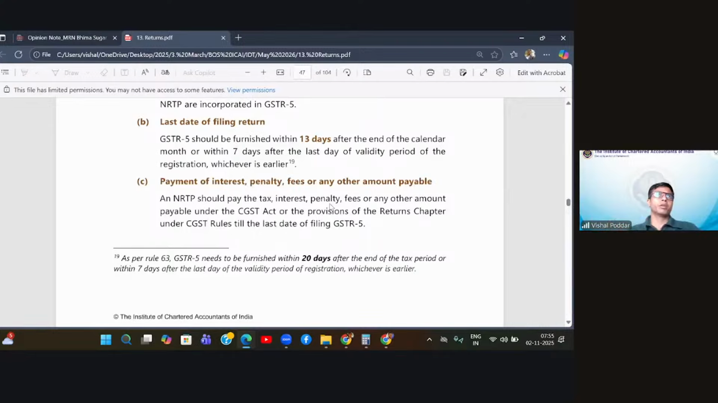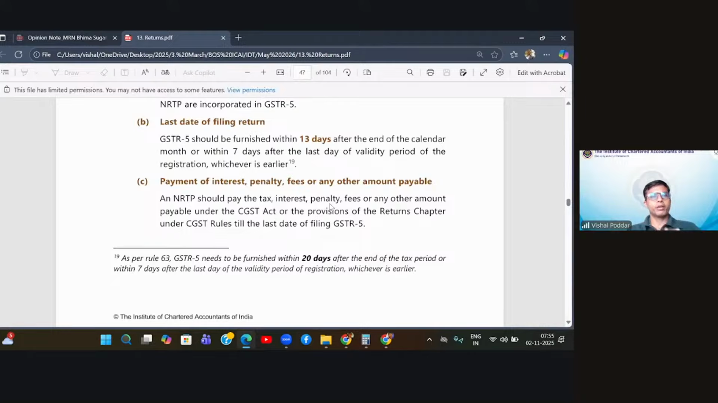So from 1st of November to 15th of November, they will be participating in this exhibition, and thereafter they will leave the country. So for them, the due date for filing this return will be 7 days after the last day of the validity of registration. Their registration is for 15 days, so 15 days ends on 15th of November. So by 22nd of November, they will be filing the returns.